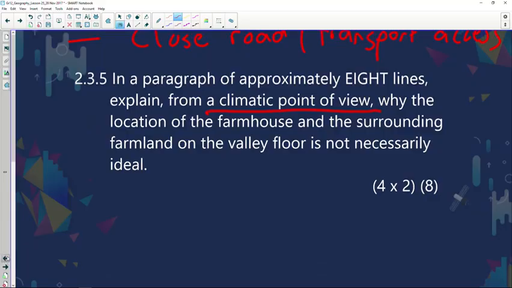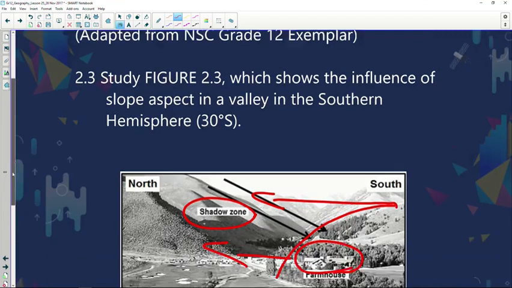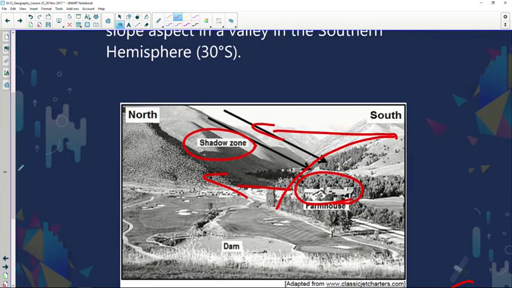So we're busy discussing the paragraph question 2.3.5, and the question states we need to look from a climatic point of view. Why is the location of the farmhouse not really ideal? Let's go back to our diagram. If you look at the farmhouse, you can see it's based in a valley. There's the dam situated over there, and the farmhouse is situated down the bottom of the valley. Why, from a climatic point of view, is this not the correct location?